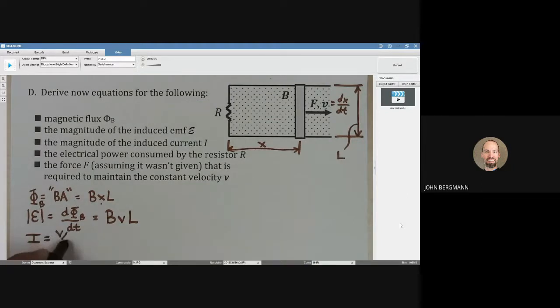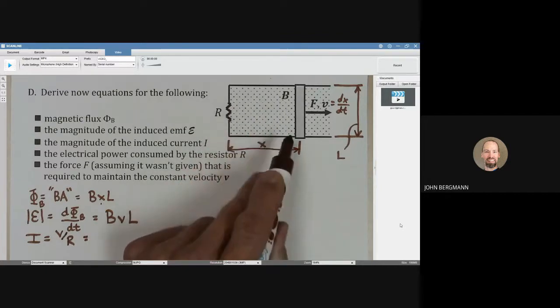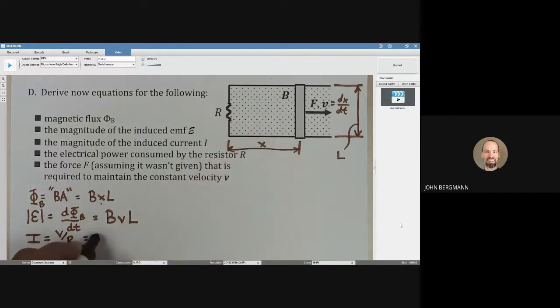What about the magnitude of the induced current? Current is voltage over resistance. BvL is the voltage, and the resistance of this circuit is given by R here. There's a resistor. We're assuming that the wire basically has zero resistance. I think we're going to get BvL over R. So far, so good.